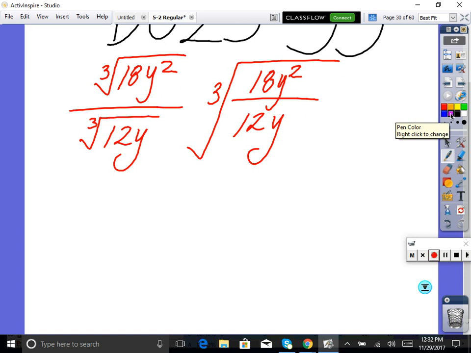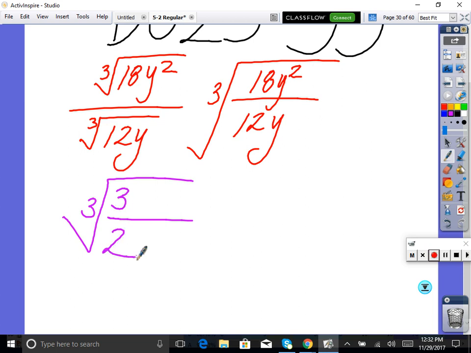I have not taken any cube roots yet. So 18 divided by 12 in your calculator, do it, and you would hit math, enter, enter, and we get 3 over 2. Make sure you place things in the correct spot. Now you have a y squared on top and a y on bottom. So where's my y going to go? On top. Okay, good.